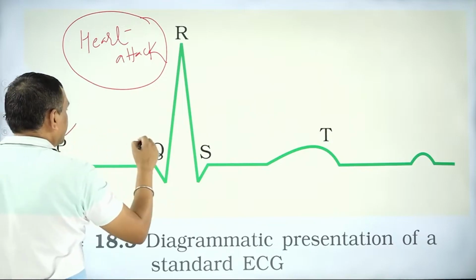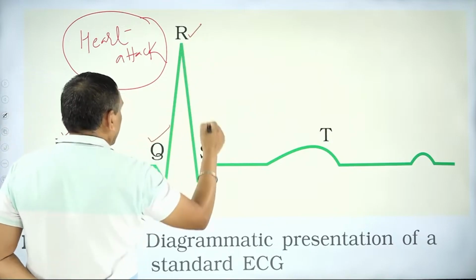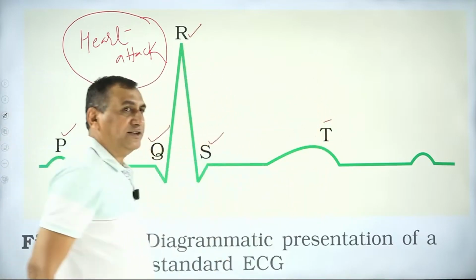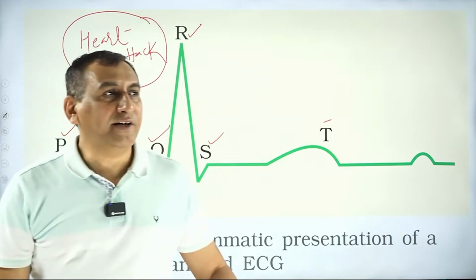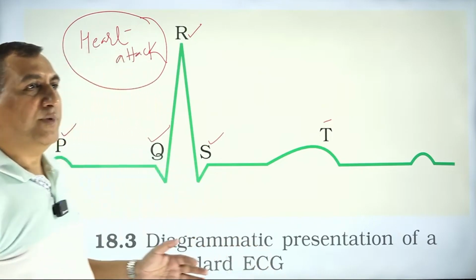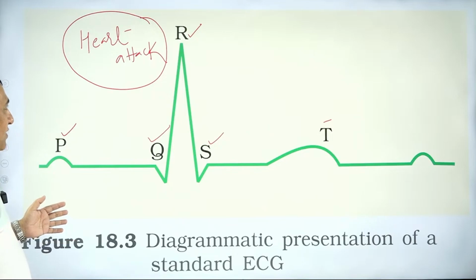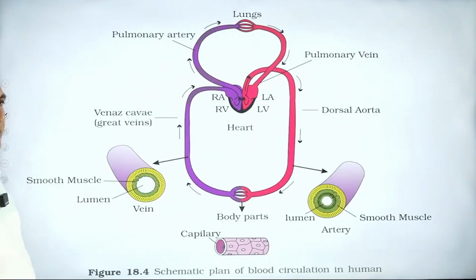There are different waves, P, Q, R, S, T, and these waves are indicating the different events. Clear? These waves are indicating the different events. So when you come, I will explain in detail about the ECG.